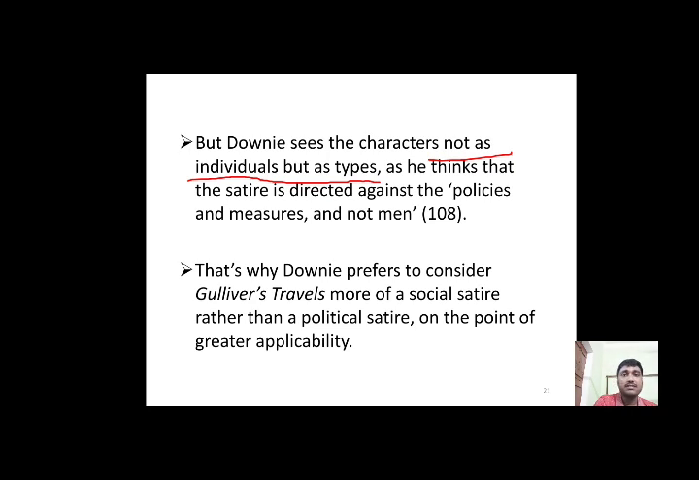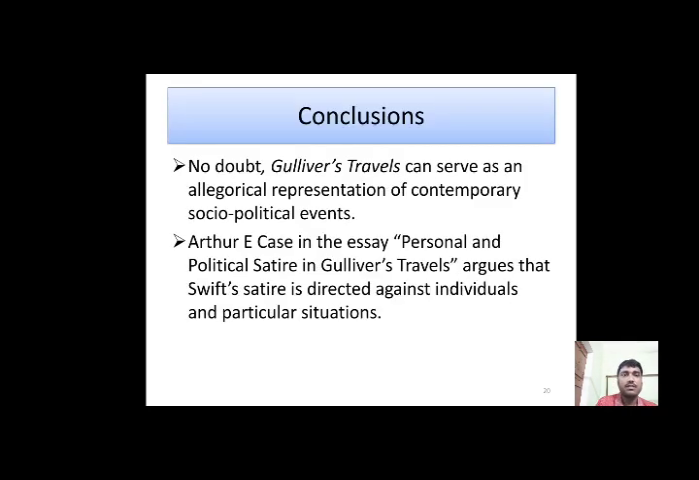Whereas Arthur Case sees the satire as directed against individuals and particular situations. Now, why is this? Let me delve deep into it.